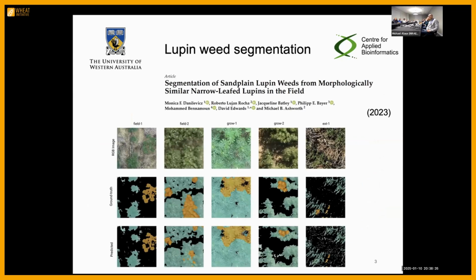So this is a problem that we had in Australia, where you've got sandplain blue lupins as a weed in narrow leaf lupin crops. There are obviously no chemicals that can separate them. So being able to identify them from camera images to do targeted spraying, we built a model to do that, and you'll see it works fairly accurately, even though the crops look very, very similar. The model can pick up with high accuracy.